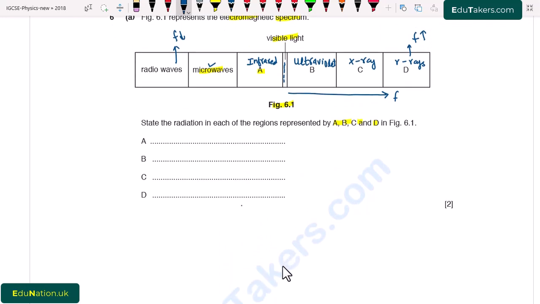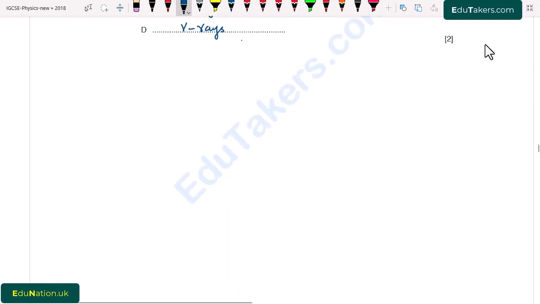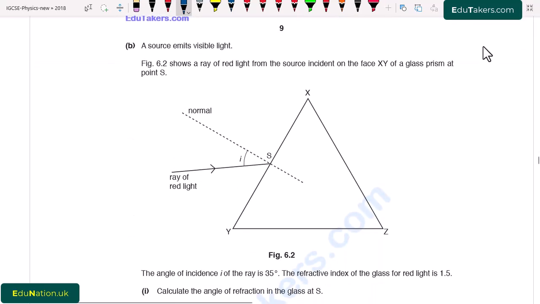A is infrared, B is ultraviolet, and C is X-rays, while D is gamma rays. Going towards the next part of this question. Part B.